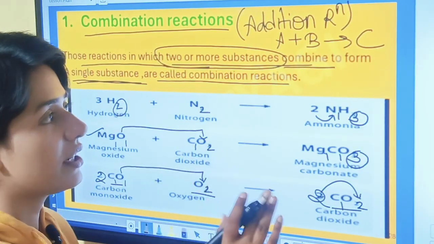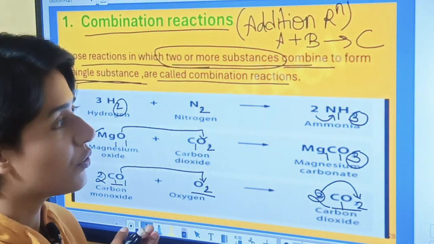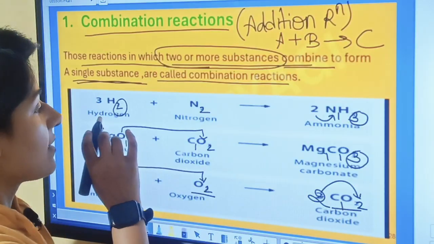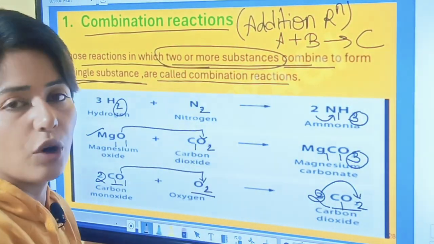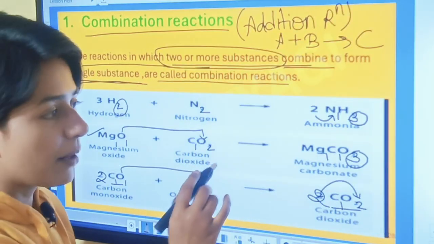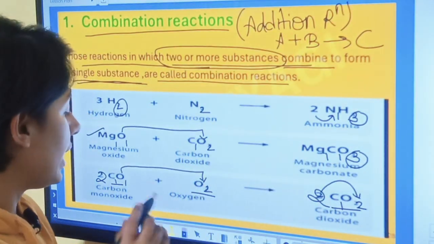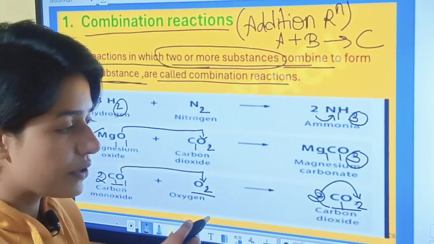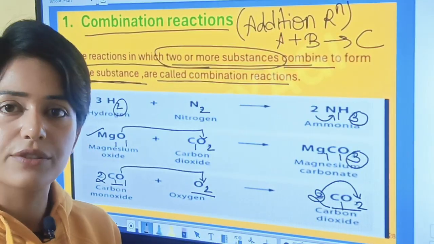Simple combination reaction: 2 or more substances combine to form a single product. Example: hydrogen and nitrogen molecules react to form an ammonia molecule. Magnesium oxide reacts with carbon dioxide, then it forms magnesium carbonate. Carbon monoxide reacts with an oxygen molecule, then it forms a carbon dioxide molecule.